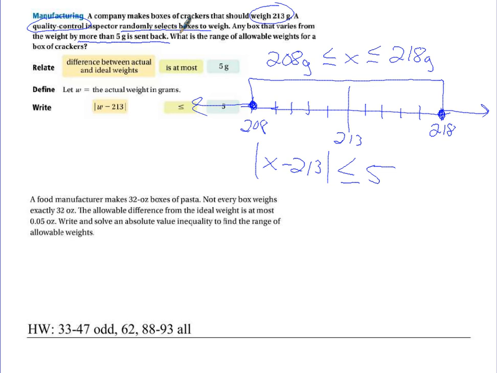So when you are presented with a problem like this, the formula you're going to use is this. Absolute value, x minus c, which is the number that you are supposed to have, is less than or equal to r, which is the range of values. This is r right here. This is c.